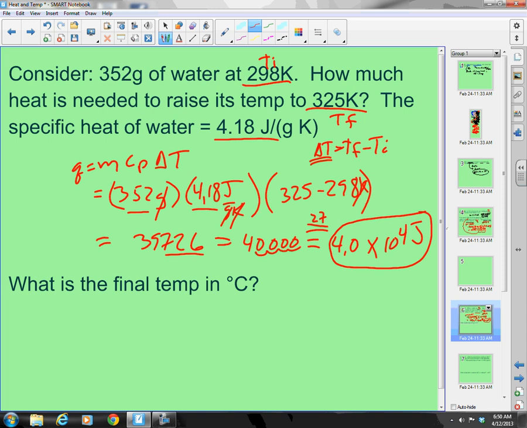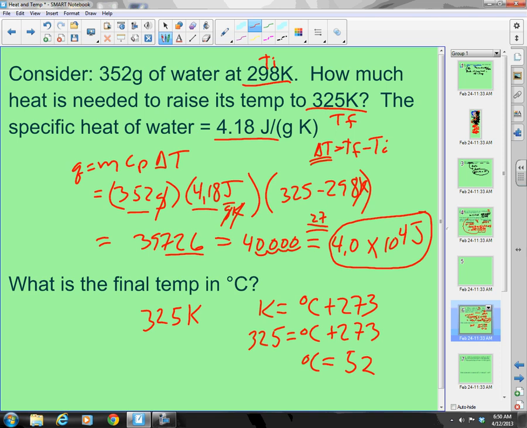What is the final temp in Celsius? The final temp was 325 K, and we said K is equal to degrees Celsius plus 273.15. So 325 equals degrees Celsius plus 273, and so my degrees Celsius is equal to 325 minus 273. Yahoo! 52 degrees Celsius. Why did I drop the 0.15? Because of sig figs. All right, degrees Celsius equals 52.